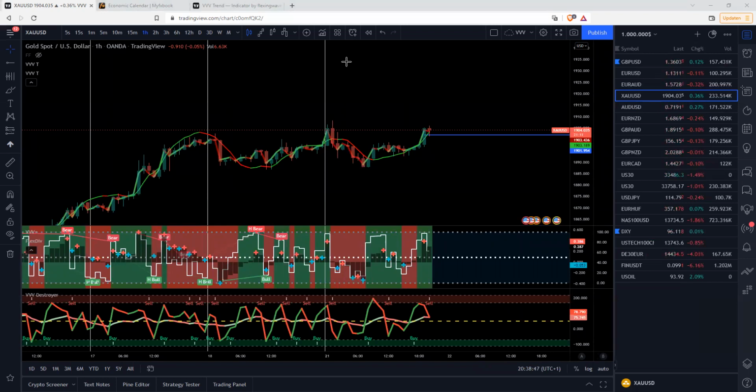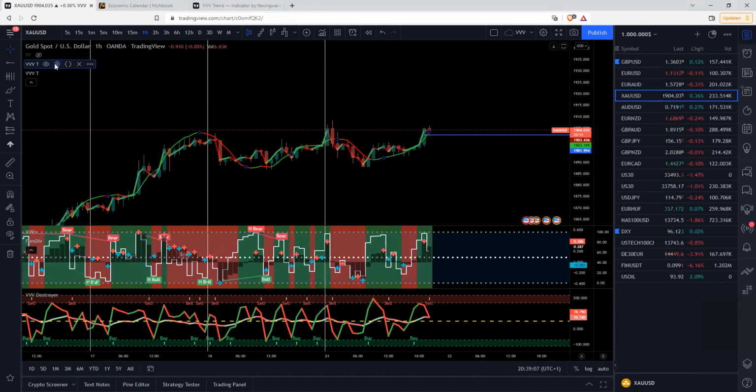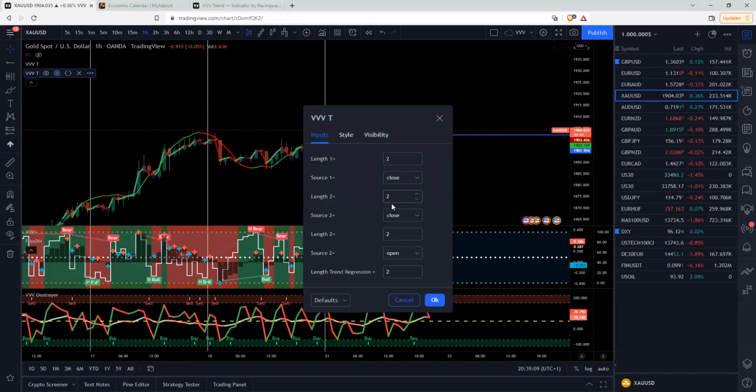Could we set this new setup? Yes, actually. Yeah, we'll show you everything. So this is the main one, 4, 9, 3, 16. Two, two, two, two. The second one of the colors. Match it.